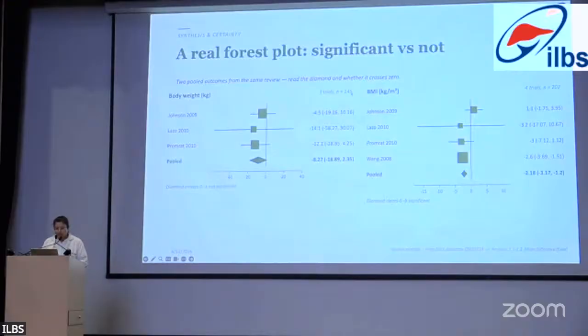Here is a real forest plot, significant or not, from Peng. As I told you, they found only 2 outcomes, body weight and BMI, that were homogeneous enough to pool the effects. So they only mapped those outcomes in the forest plot which were similar enough to pool.